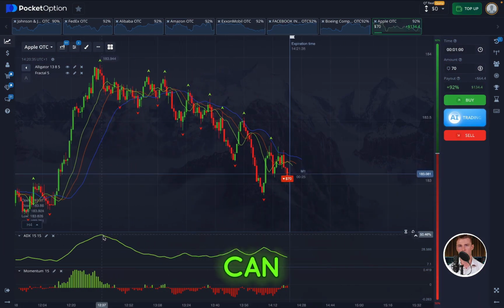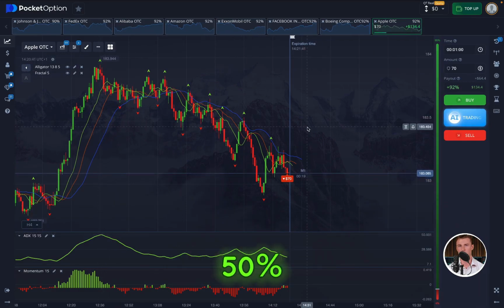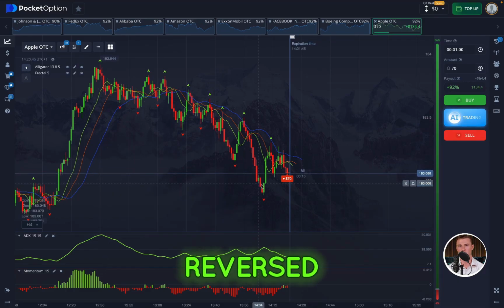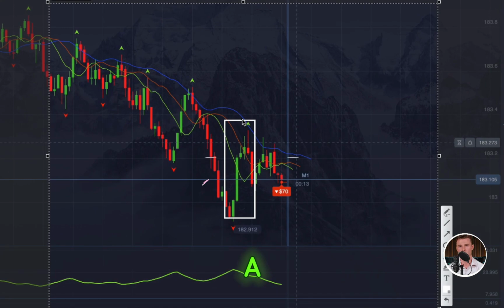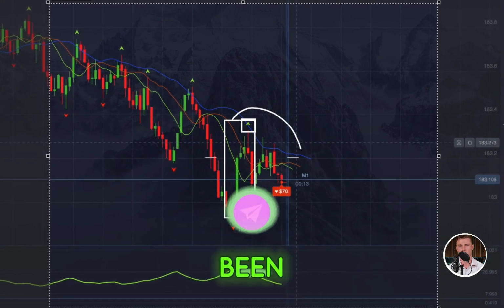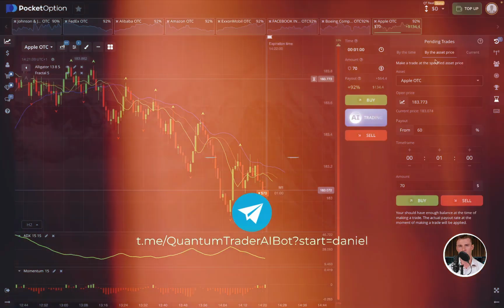In general, as you can see, ADX reached its peak value for this section of the movement, 50%, and then the trend has reversed. And now we have a downward trend. There is also a pullback in the trend. A new structural local high has been formed, and here we can open a down trade. Let's look at the result.